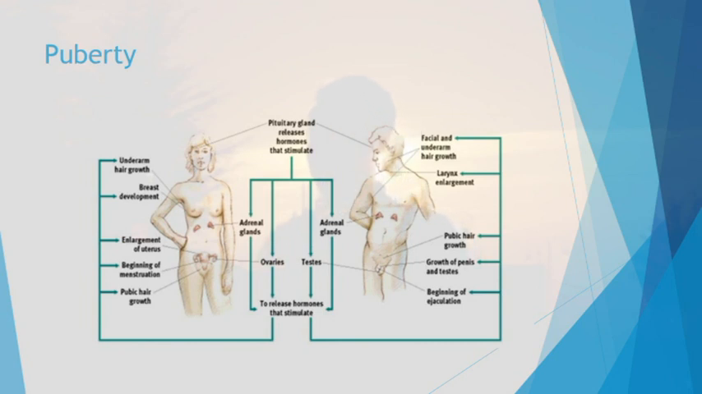And then there are also the secondary sexual characteristics, things that aren't related to reproduction per se, but distinguish males and females typically. And these secondary sexual characteristics include things like breast development, widening of hips, and the onset of menstruation. And for males, it includes facial and body hair growth, the deepening of the voice, and increased muscle mass.